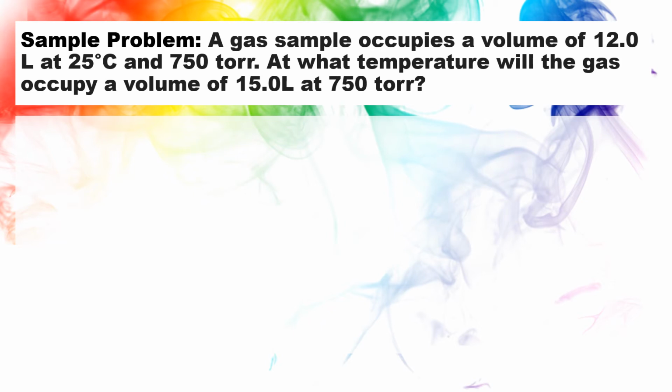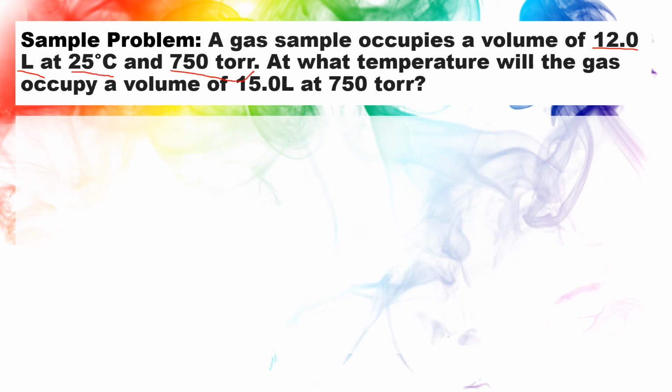A gas sample occupies a volume of 12 liters at 25 degrees Celsius and 750 torr. At what temperature will the gas occupy a volume of 15 liters at 750 torr? So we have here volume expressed in liters. We also have here a temperature. We also have here pressure.